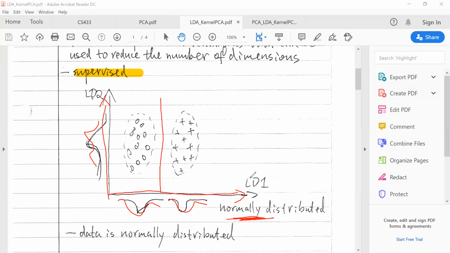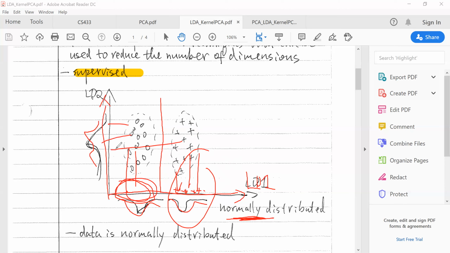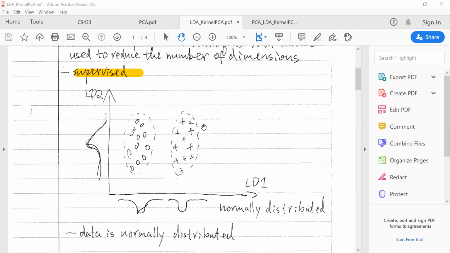But here, let's take a look. When you project the data onto LD1, it's quite separable, because you can visually see that all of the data is going to be projected onto this cluster, and the other class is going to be distributed on that cluster. But if you project them onto LD2, then it's not separable.